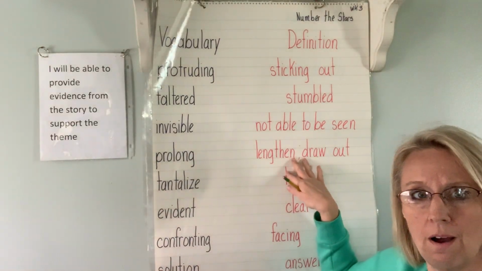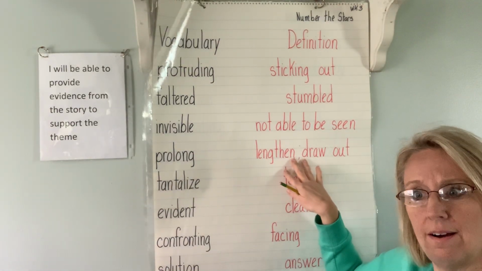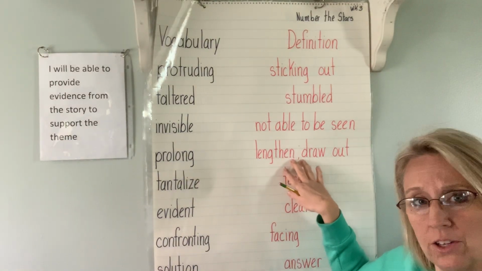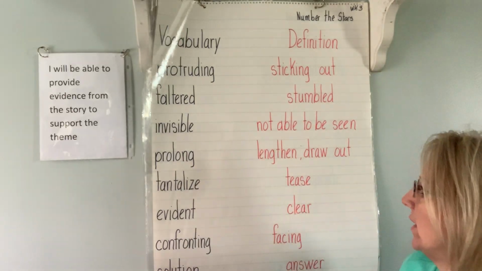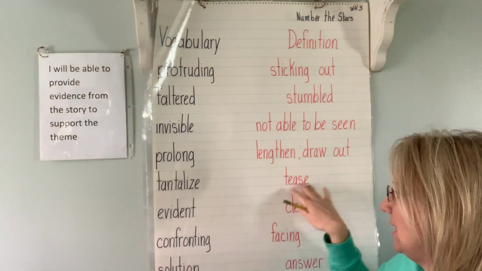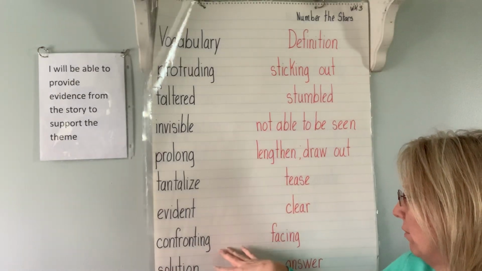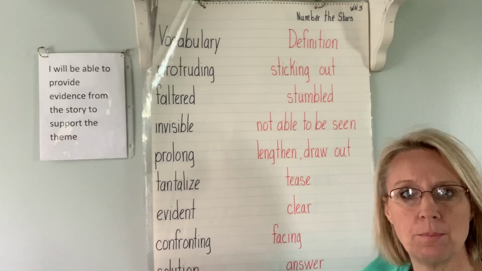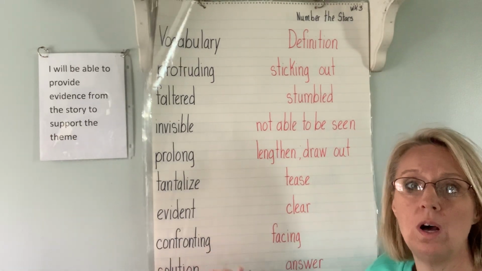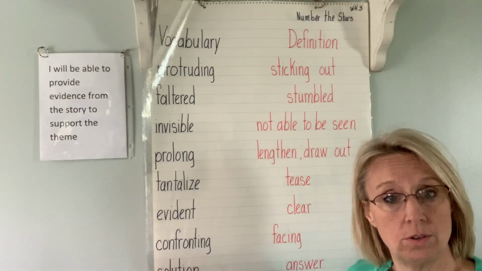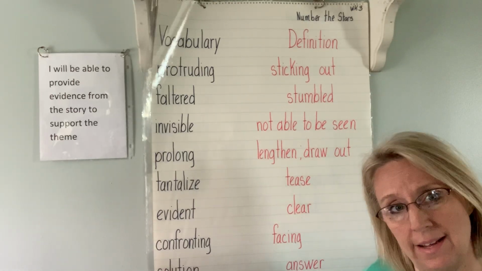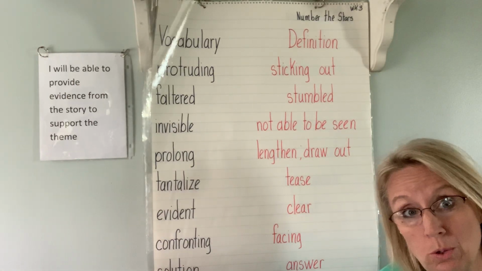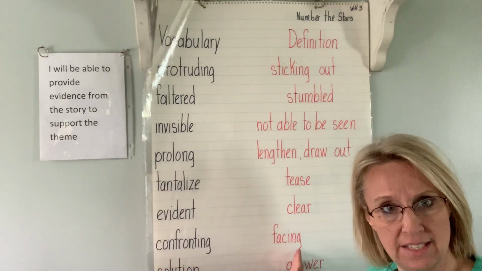Prolong is to lengthen or draw out. Yesterday, we talked about how Kirsty would ask those questions during her story of Little Red Riding Hood, trying to prolong or draw out that story. Tantalize is to tease. Evident is clear. Confronting is facing. And I would say that in yesterday's reading, Anne Marie is confronting one of her biggest fears when she ran into those soldiers. So confronting is facing something.